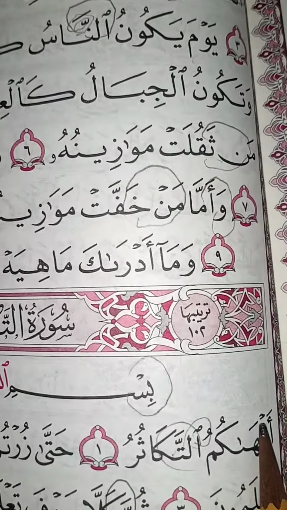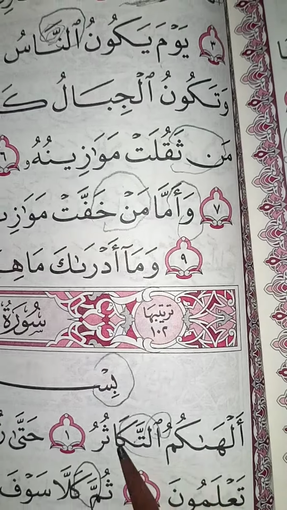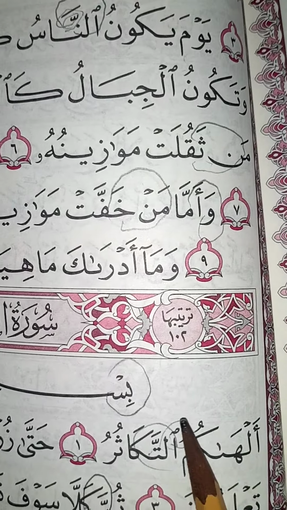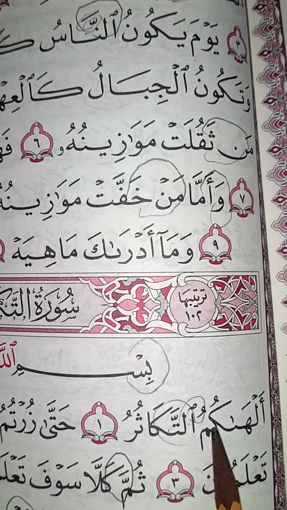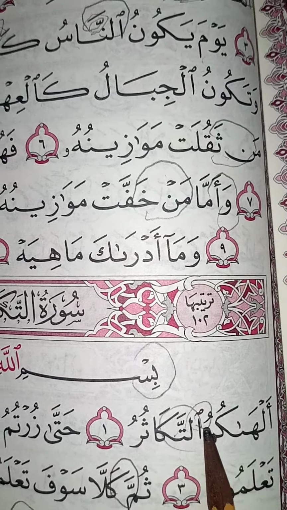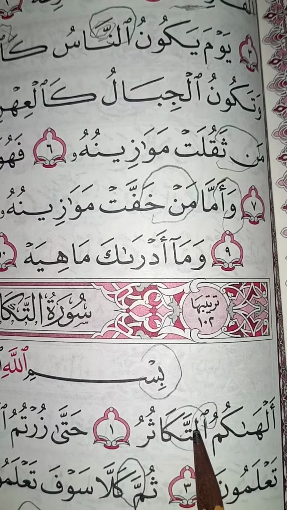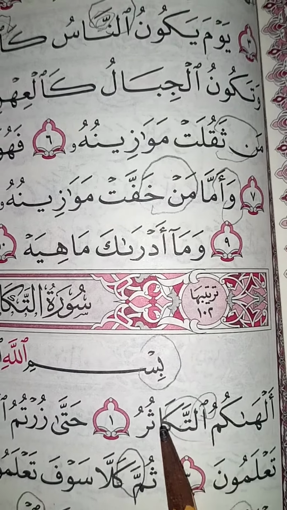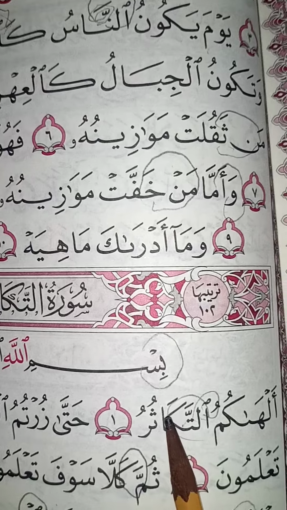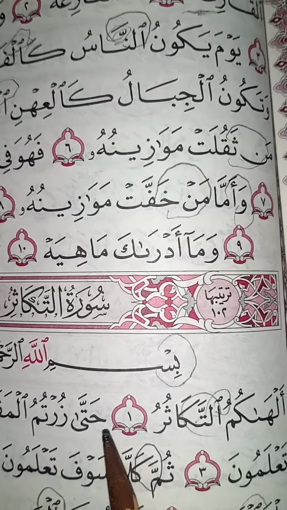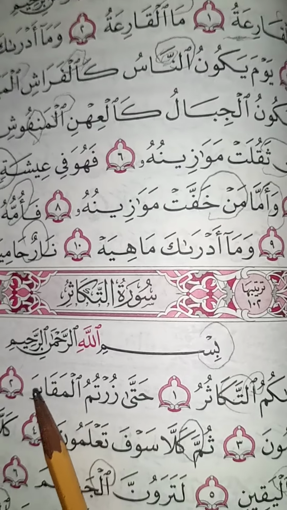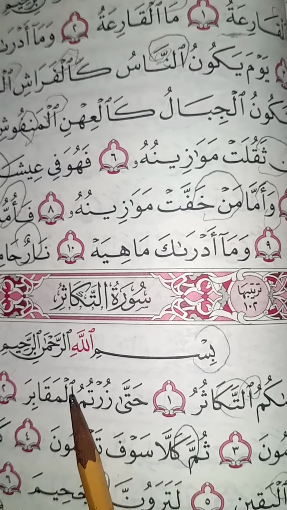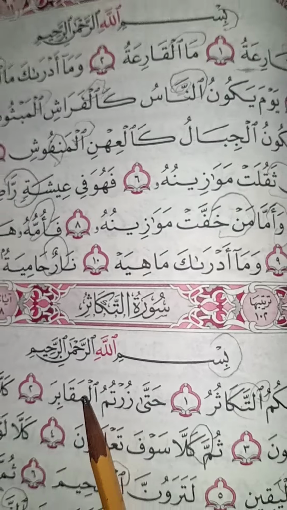In the next surah, you could call this al-haakum, a qamariya, because the ha came after. Lam sukun, there's an alif there. At-takathur, this is a shamsiya word. At-takathur. Hatta zurtumul maqabir. This is qamariya. Al-maqabir. Actually, we did that already, subhanallah.